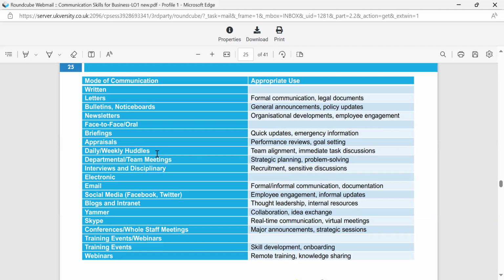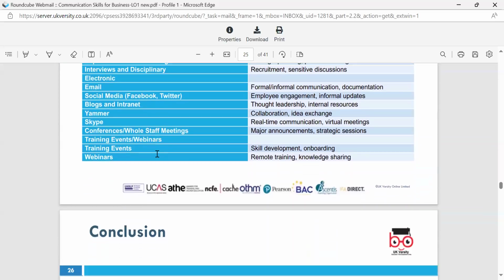Electronic could be emails and things like that. Electronic forms could be social media for employee engagement and informal updates, blogs and intranets, as we went through, different websites, and platforms like Yammer, Skype, Facebook for collaborating on ideas and real-time communication, and virtual meetings. Conference halls are for staff meetings and major announcements. Training webinars and training events are for skill development, onboarding, remote training and knowledge.